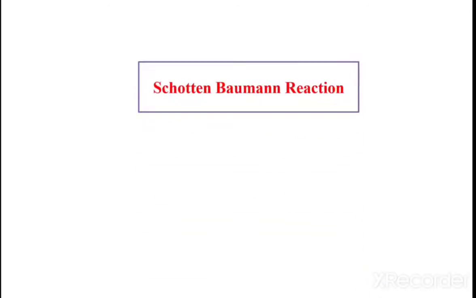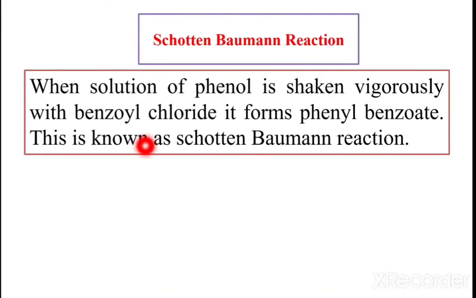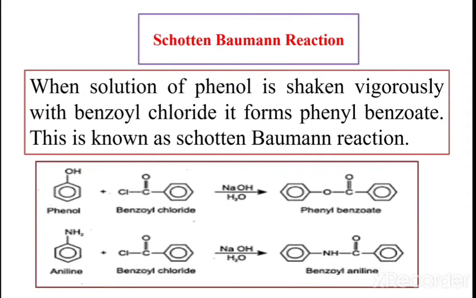Now the Schotten-Baumann reaction. In the Schotten-Baumann reaction, when a solution of phenol is shaken vigorously with benzoyl chloride, it forms phenyl benzoate, and this is known as the Schotten-Baumann reaction. That means we take the phenol and shake vigorously with benzoyl chloride, in the presence of NaOH and H2O.